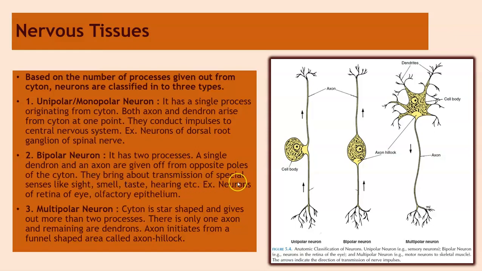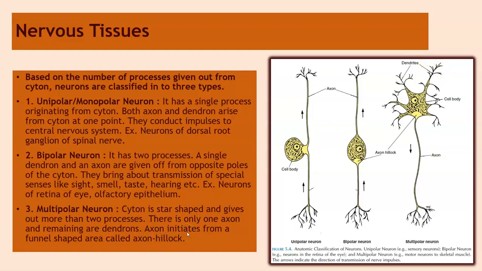They bring about transmission of special senses like sight, smell, taste, hearing, etc. Neurons of the retina of your eye and the olfactory epithelium are of this type. Then we have the multipolar neuron. Cyton is star-shaped and gives out more than two processes. There is only one axon and the remaining are dendrons. So have a look at this image here. This is your multipolar neuron where you have one long axon and more than one dendron that have come out, which split into dendrites.